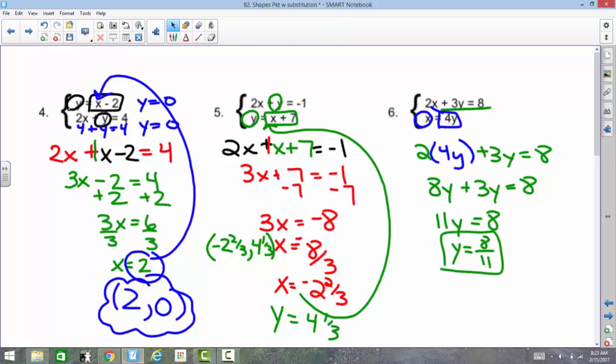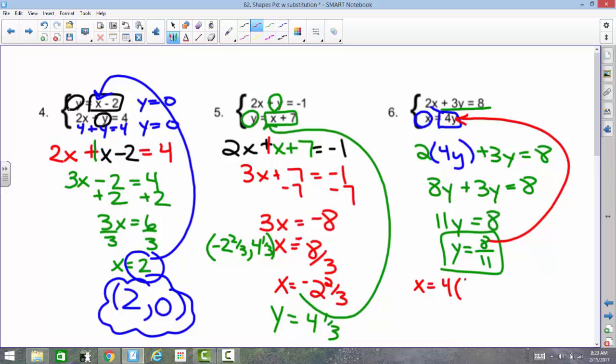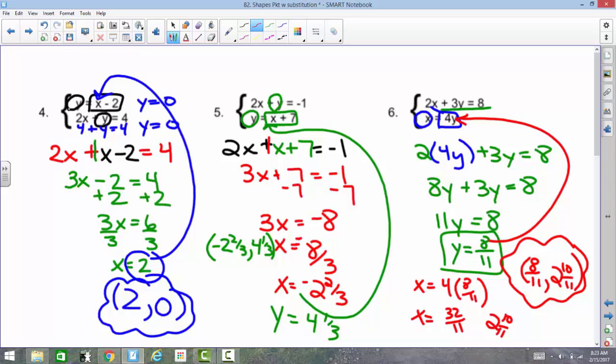Another funky fraction. So you're going to plug that in for y. So x equals 4 times 8 over 11. That's 32 over 11. So that would be 2 10/11. So your ordered pair solution is 8/11 and then 2 10/11. You can plug it in and check if you want. Yeah, I flipped that, didn't I? Thank you. X is 2 10/11. Y is 8/11. That is your ordered pair solution.